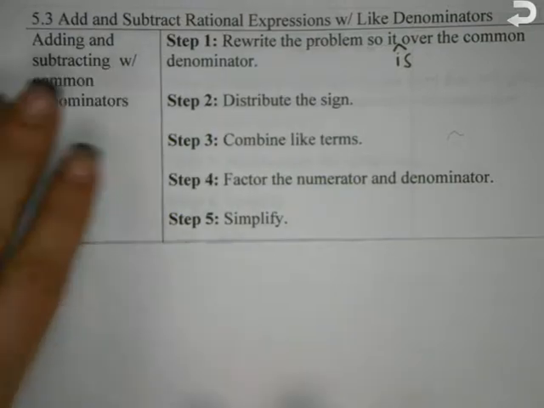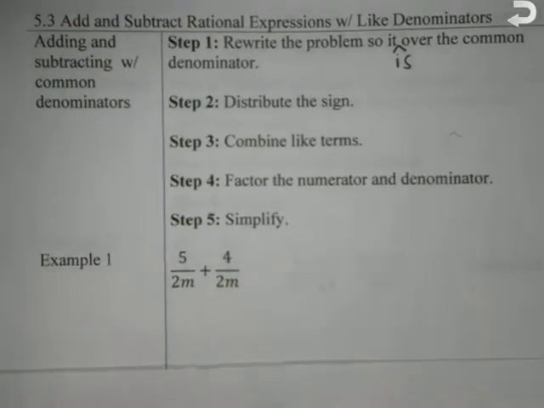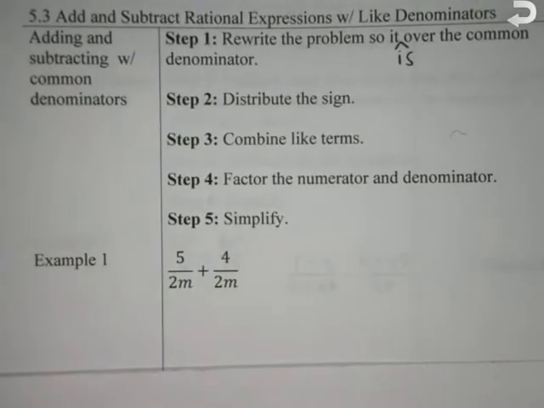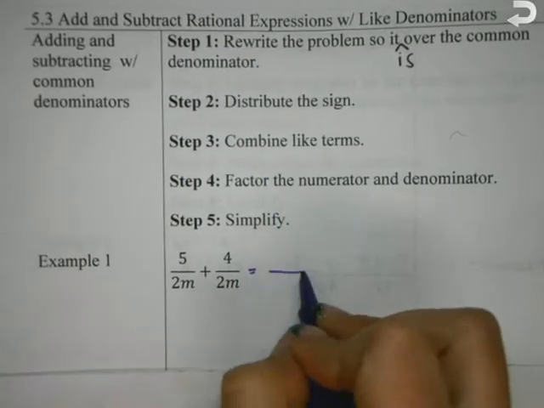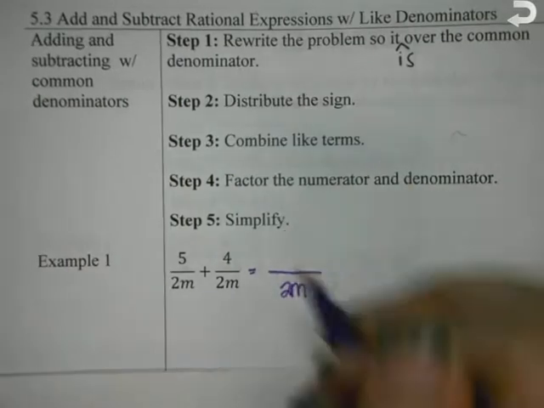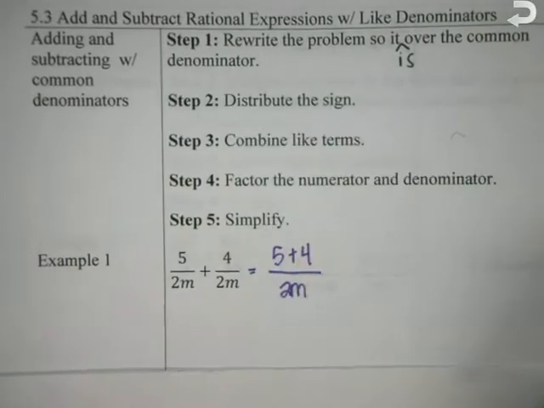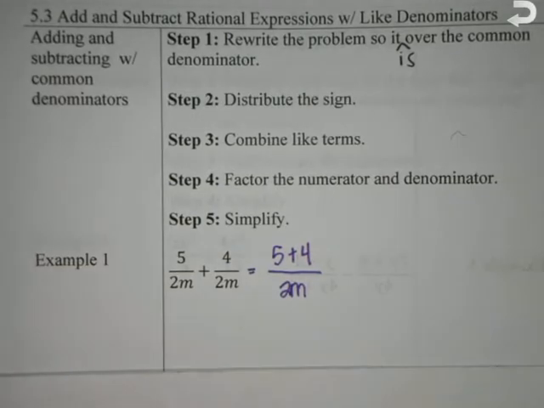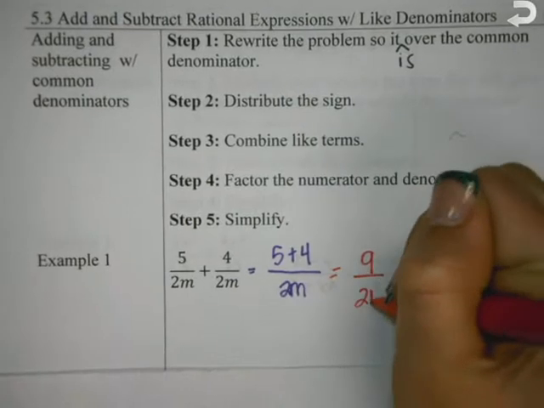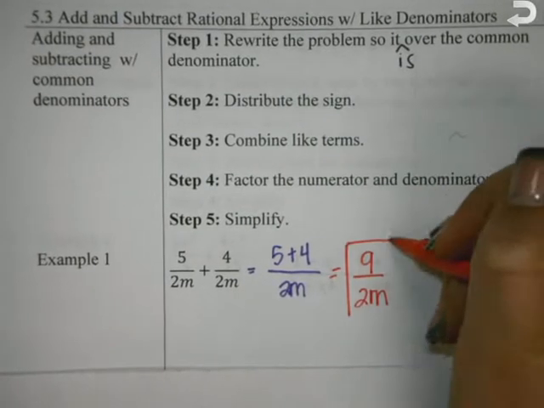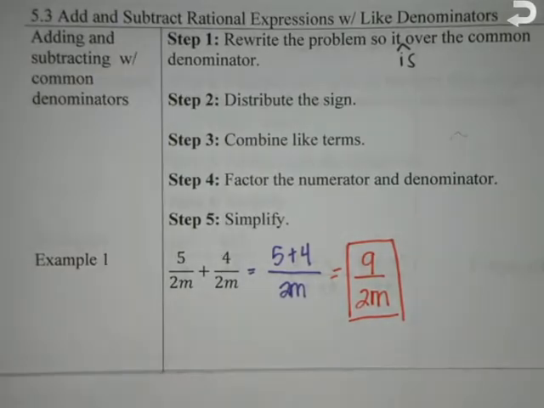Example 1, 5 over 2m plus 4 over 2m. So what we want to do is rewrite it so they are all over the common denominator 2m. 5 plus 4. And then 5 plus 4 gives me 9 over 2m. And that's the answer. That is so easy.